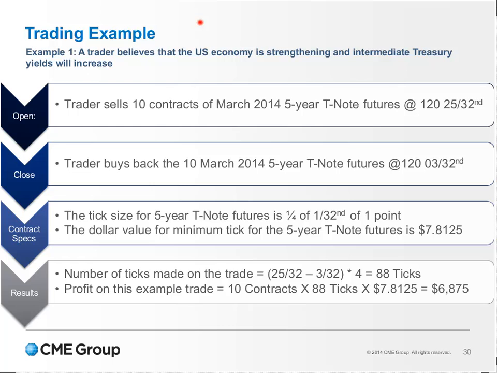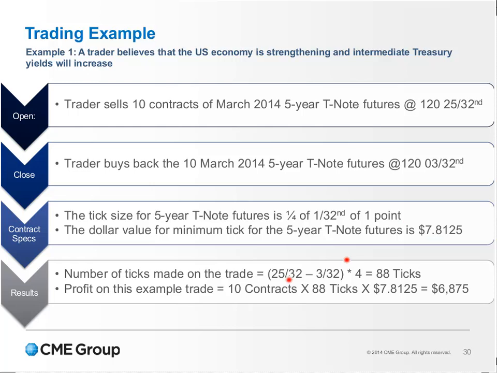So the trader sells his 10 contracts, and he's correct. The economy is strengthening. Yields go higher, prices go down, and he buys those 5-years back at 120 and 3/32. So what did he make on that trade? Just so we can get comfortable with the tick sizes, the tick size for the 5-year note, again, is 1/4 of 1/32 of 1 point. So each point is 32 32nds, and 1/4 of 1/32 is the minimum tick size. So the dollar value of that minimum tick size, remember, is $7.8125.